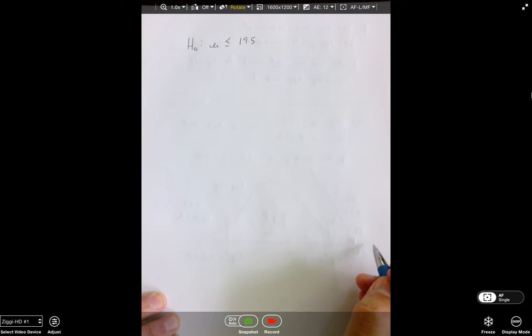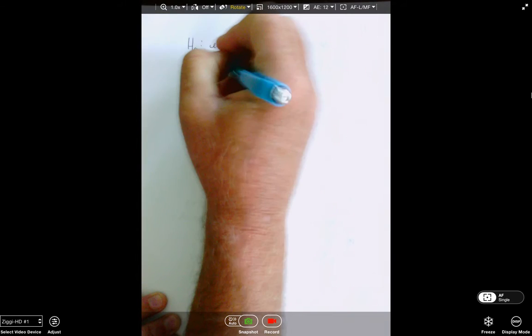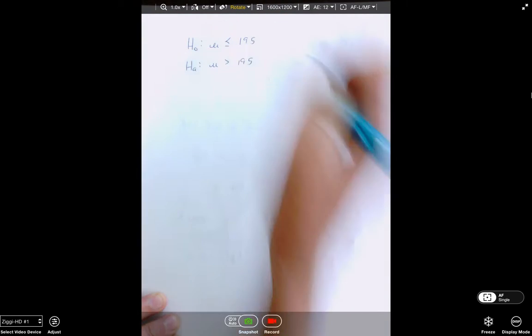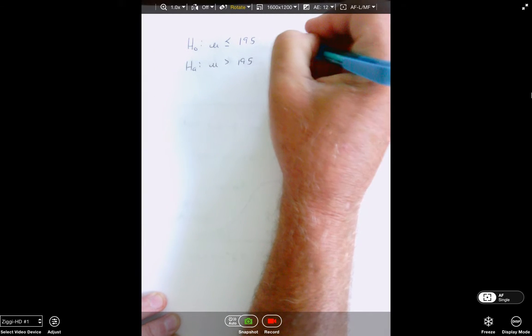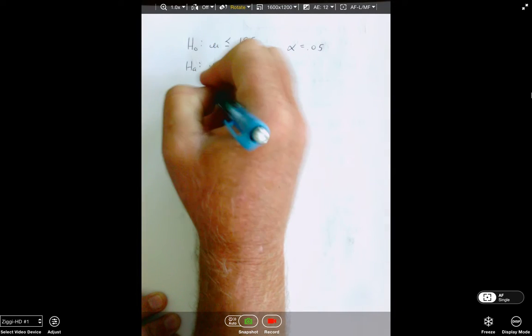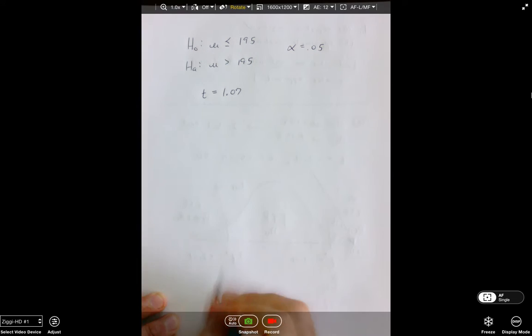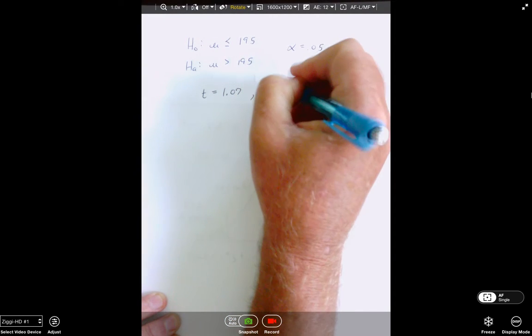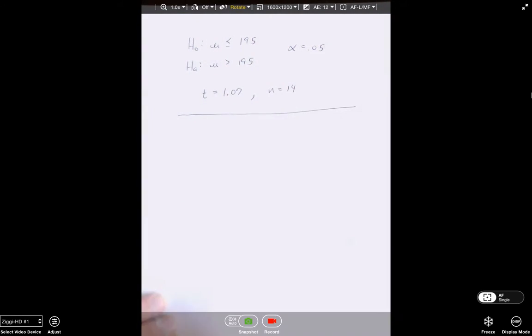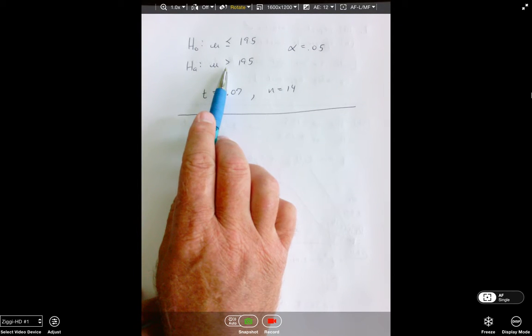H sub O: mu less than or equal to 195. H sub A: mu greater than 195. Alpha is 0.05. T is 1.07. Sample size 14. Guys, we don't have a two-tail test here. We got a one-tail test.